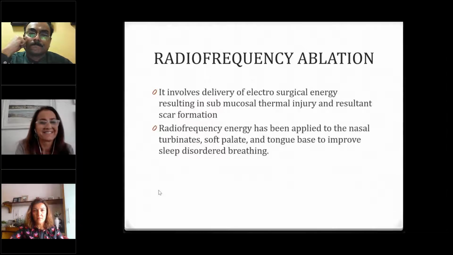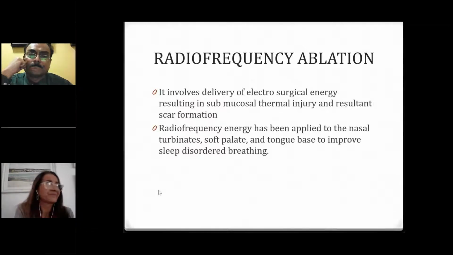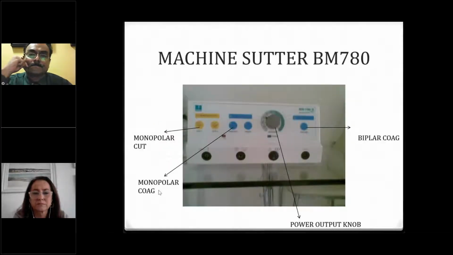Radio frequency energy has been applied in ENT to the nasal turbinates, the soft palate, and the tongue base to improve sleep disordered breathing. Now, we also use it for the tonsils. We also use it for the posterior pharyngeal wall pillars. And we also now use it sometimes in the nose for the septum as well.